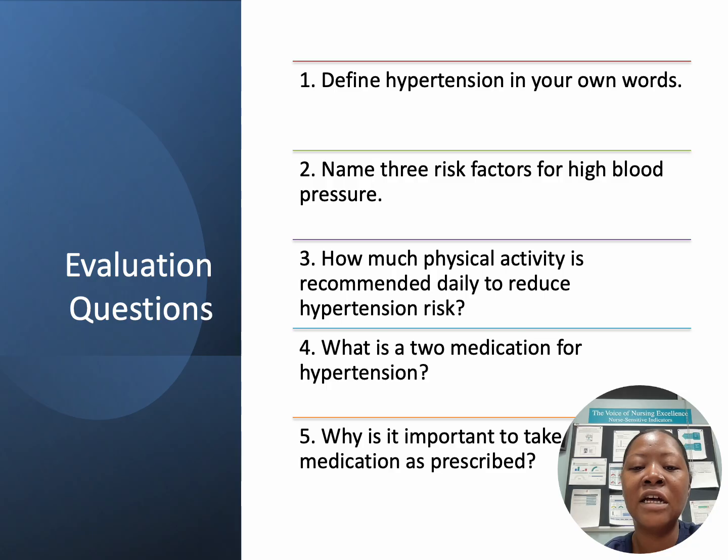Evaluation questions. Number 1, define hypertension in your own words. Number 2, name 3 risk factors for high blood pressure. Number 3, how much physical activity is recommended daily to reduce hypertension risk? Number 4, what are 2 medications for hypertension? And number 5, what is the importance of taking your prescribed medication?